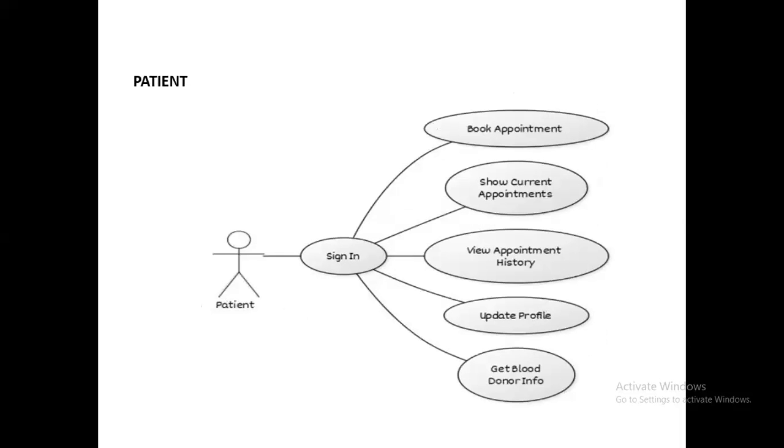This is the use case diagram for the patient. Similarly to the admin, the patient has to sign in to the system. He can choose to book an appointment for the doctor. In the application, the user will get the current appointments button. So he will book an appointment for the doctor. He can also view the appointment history. In case he needs to update his profile, he can choose to update the profile, and he can also get the information of the blood donor.